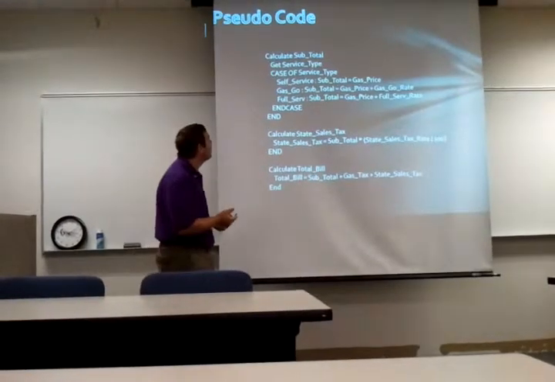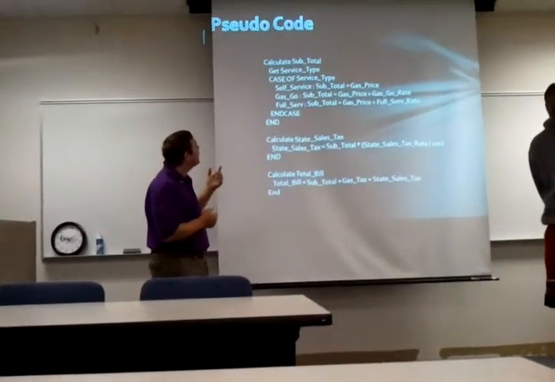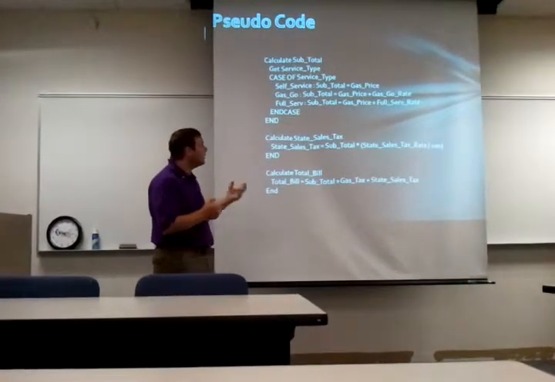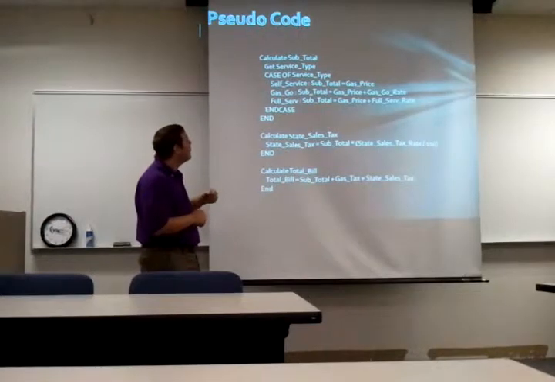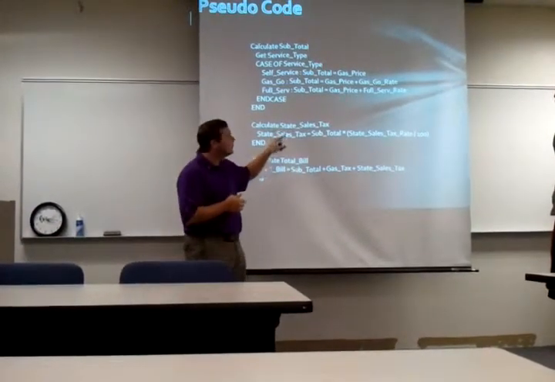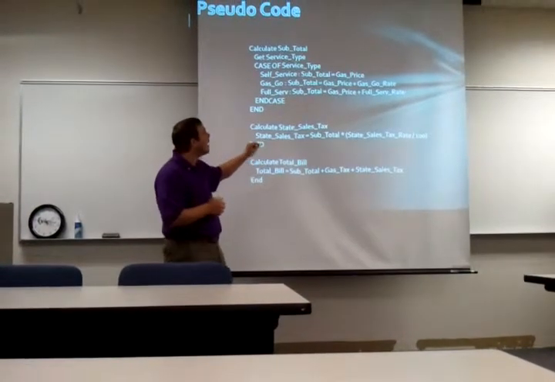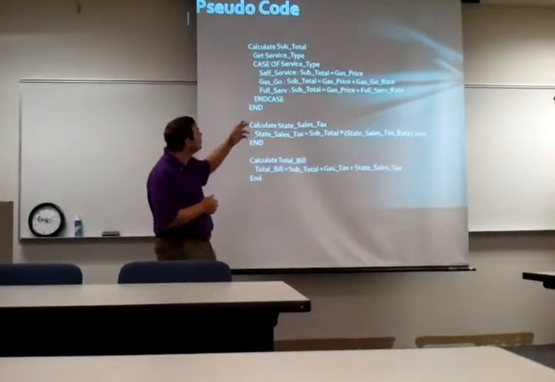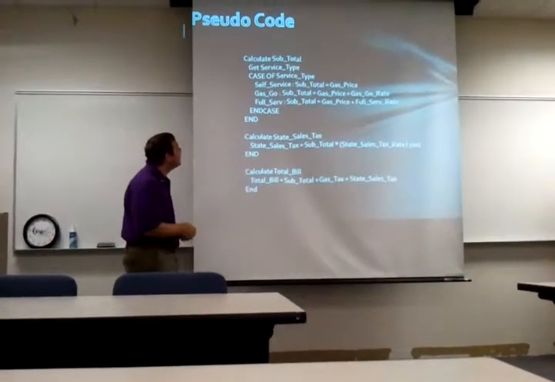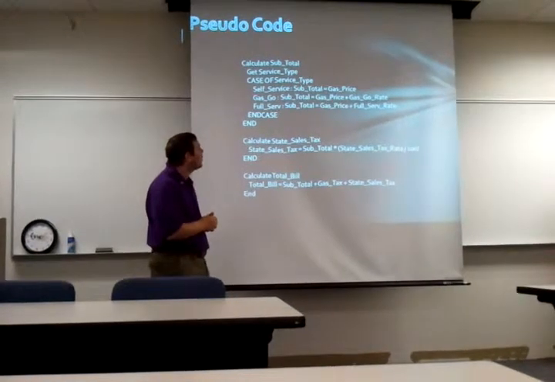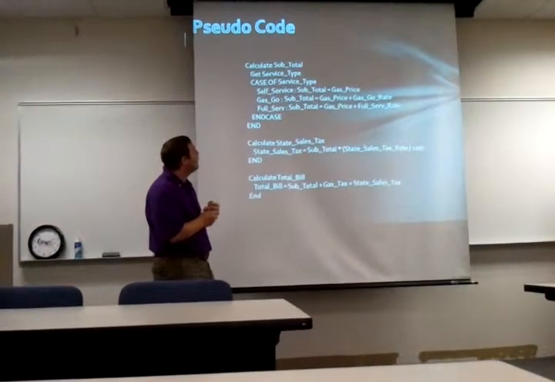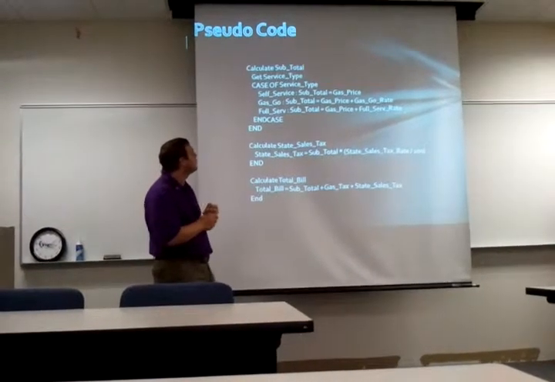And then we're going to calculate the subtotal. We're going to get the service type and add the service type to the gas price, so we can calculate the sales tax. The gas price excludes the federal gas tax. So for self-service, subtotal equals the gas price, because there is no charge for self-service. Gas and go: subtotal equals gas price plus gas and go rate. Full service: subtotal equals gas price plus full service rate.